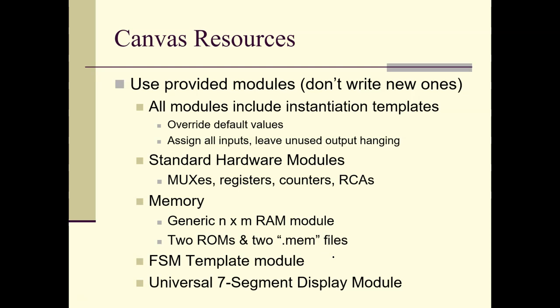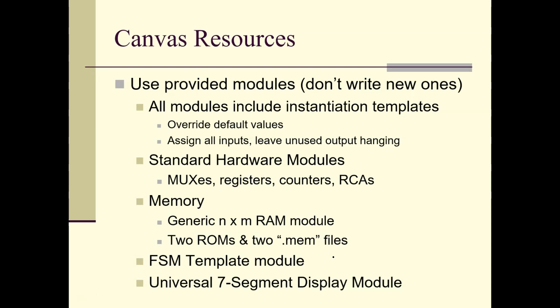So there's lots of provided modules on Canvas. Don't write new ones. Use the provided modules. All the modules except for the FSM template has an instantiation template in it. So by all means, cut and paste the instantiation template into your top level. Do not change the modules themselves.